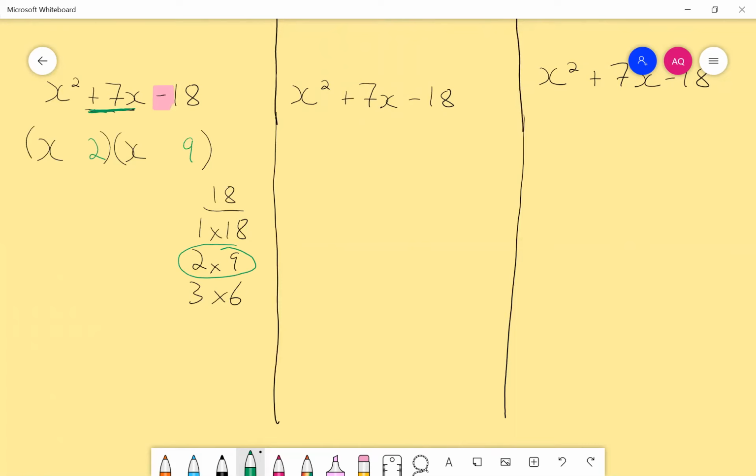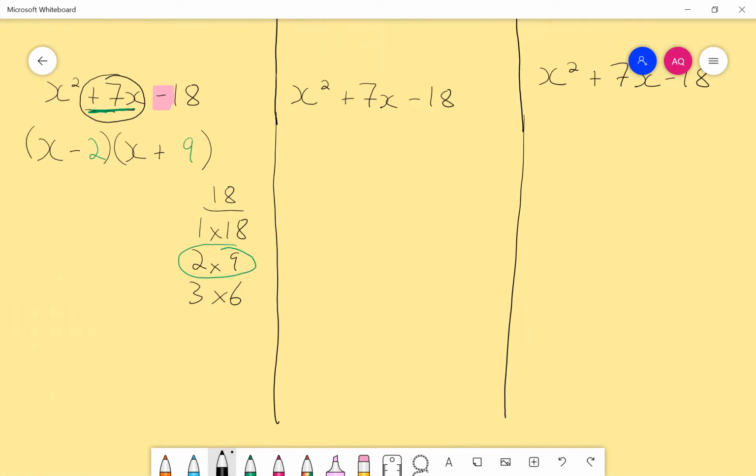Because of that negative 18, the signs will have to be different, so it's going to have to be one positive and one negative. Now, how will we decide which is positive and which is negative? Well, we'll need plus 7x, which means a total of plus 9x minus 2x. That's different signs. If we put in plus 2 minus 9, that will give us minus 7x in the middle. Again, same as the last one.